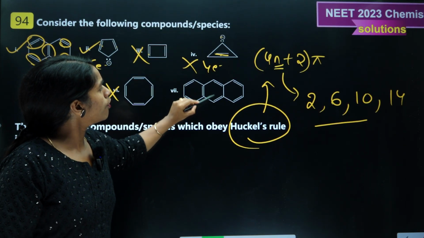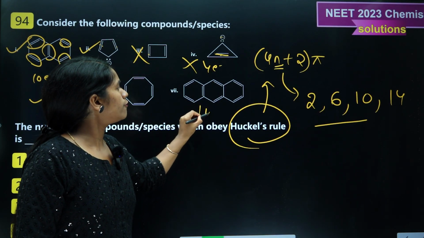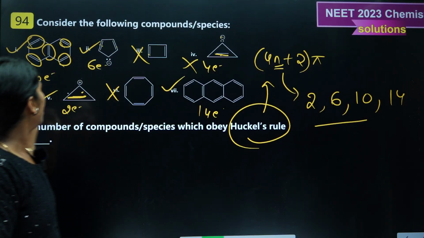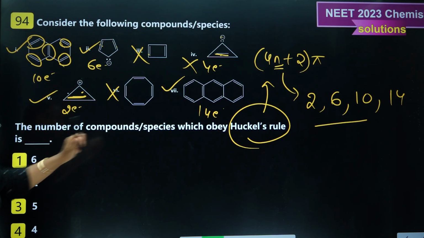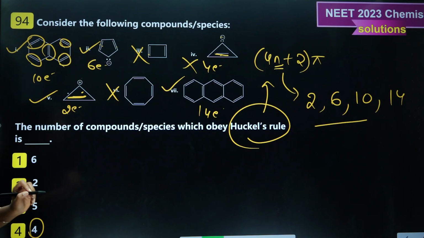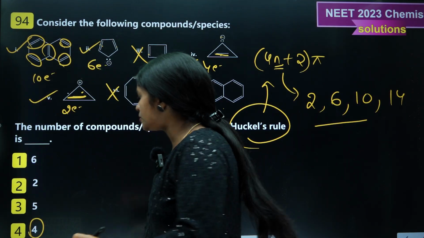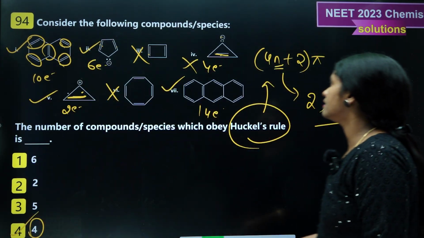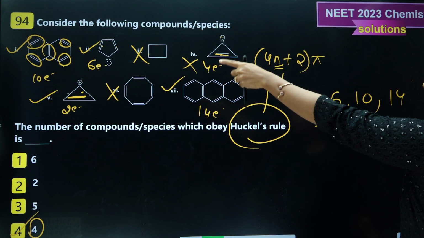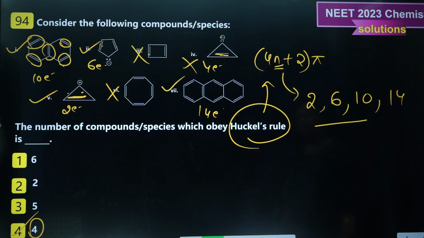1, 2, 3, 4, 5, 6, 7. 7 2s are 14 electrons obeying Huckel's rule. So 1, 2, 3, 4, 4 species are obeying Huckel's rule. So option number 4 is the correct answer. Right? 4 species, right? 1, 2, 3, 4.